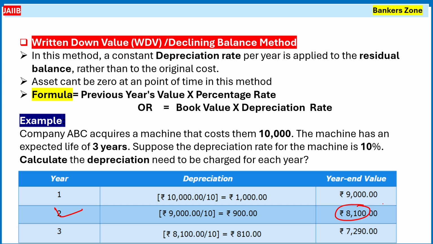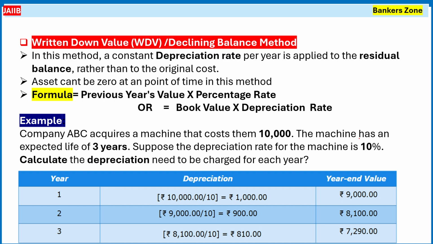They can ask you what the depreciation for the first year is. So for the first year, depreciation will be 1000. They can ask you what the depreciation is at the end of the third year. So for the third year, depreciation will be 810. They can ask you what the book value or the year end remaining value is at the end of the third year. So it will be 7290. So the thing is very simple.